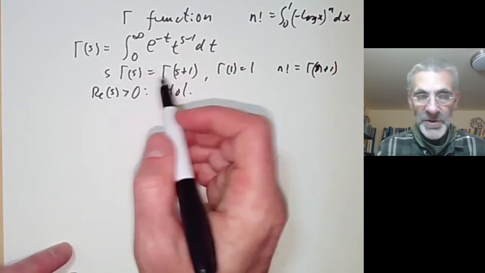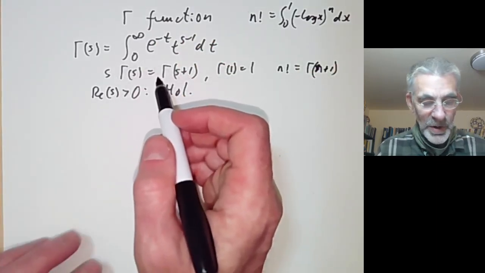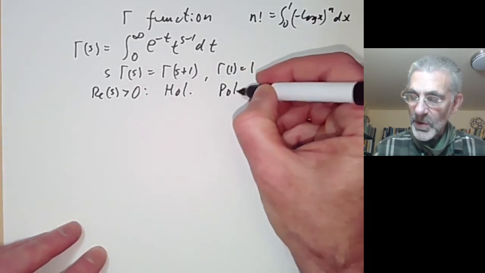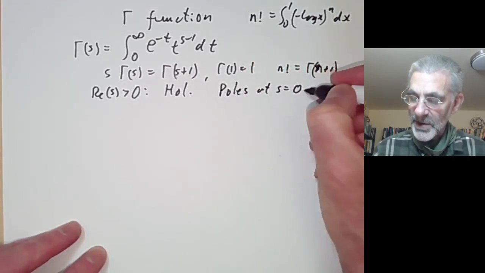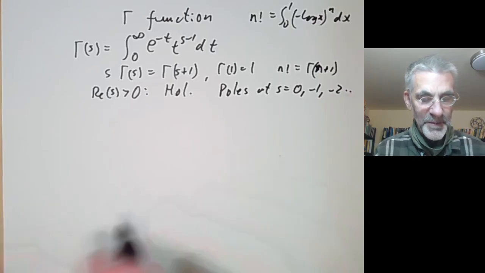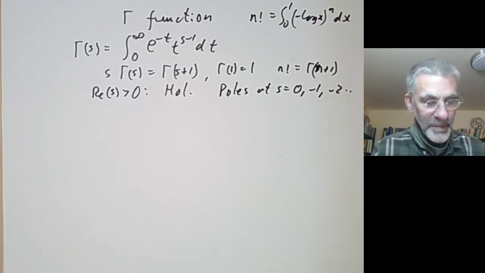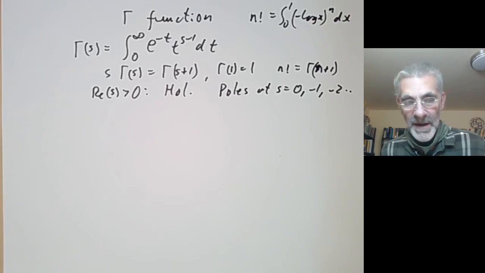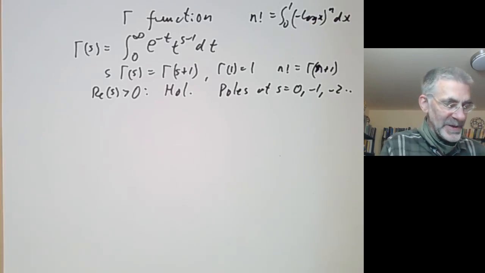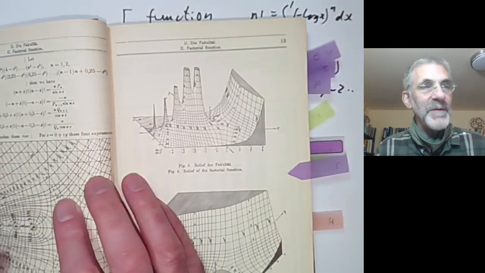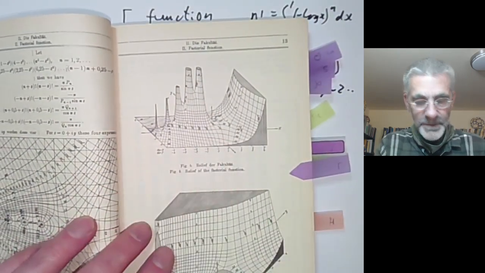And using this functional equation, we can extend it to all complex s, and it has poles at s equals 0, minus 1, minus 2, and so on. And now we should take a look at it and see what its basic properties are. So here's the famous graph of it from Jahnke and Emde.